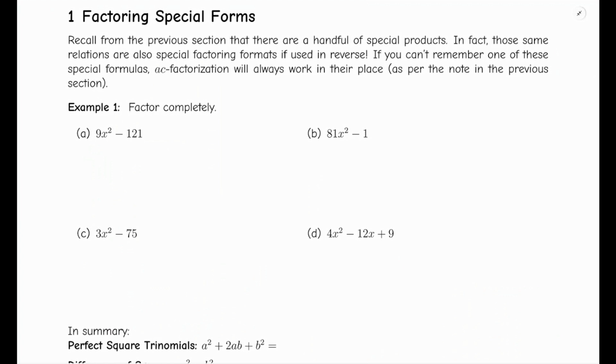If you can't remember one of these special formulas, AC factorization will always work in their place, as per the note in the previous section. So we're going to factor these completely.